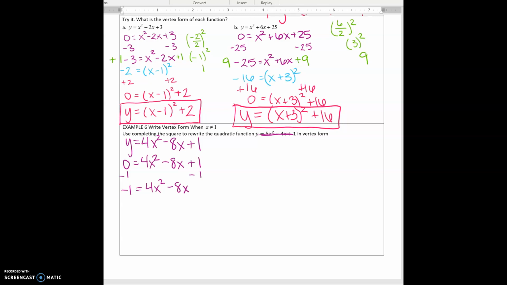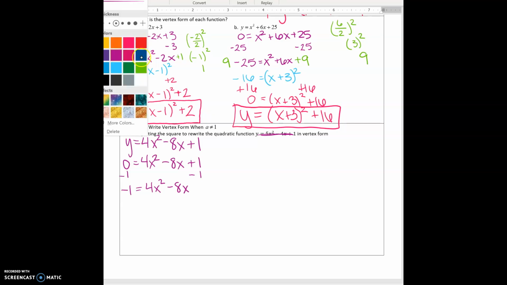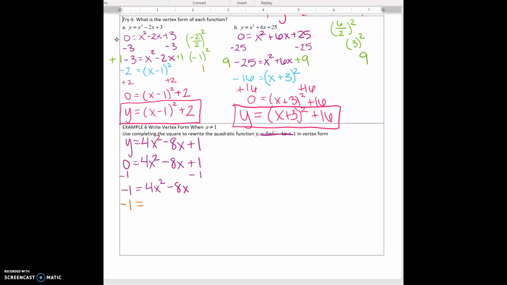However, we have one additional step that we have to do first, and that is we need to take the greatest common factor of these two terms on the right side. So we're going to take this -1 and just drop it down, and then we're going to take the greatest common factor from 4 and 8, which is 4. And we're going to be left with x squared minus 2x. And then I'm going to leave a little bit of a blank spot for that b divided by 2 squared there.